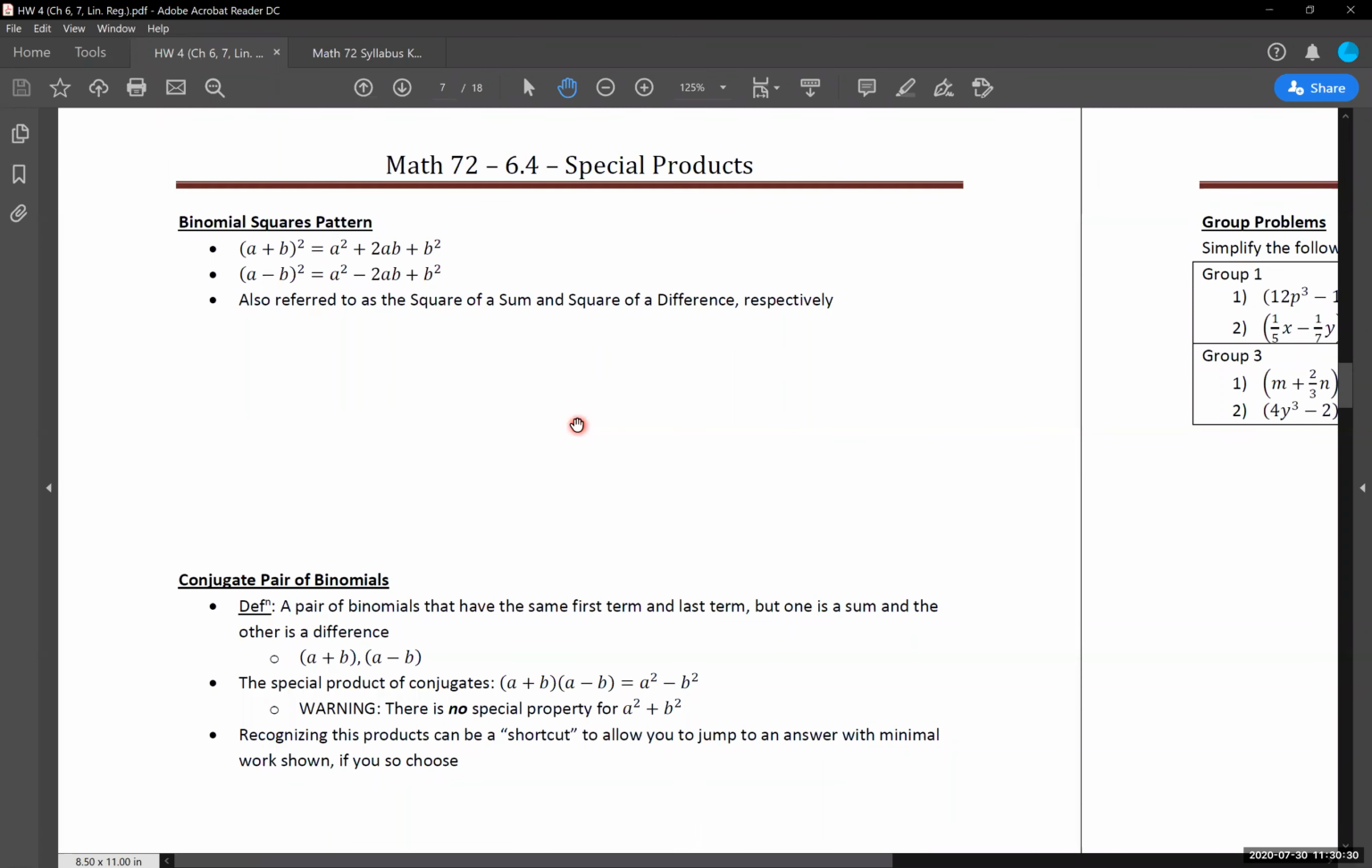You can still multiply everything out and expand it for yourself, as we'll see with a couple examples. But these special properties are always going to have answers in a specific form. So our first ones that we're going to take a look at are the binomial squares patterns.